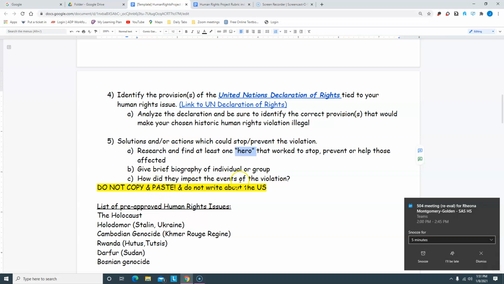And how did they impact the events of the violation? Did they bring it to an end faster because of their actions? Do not copy and paste, and do not write about the U.S. I'm going to repeat it over and over again so that you understand.